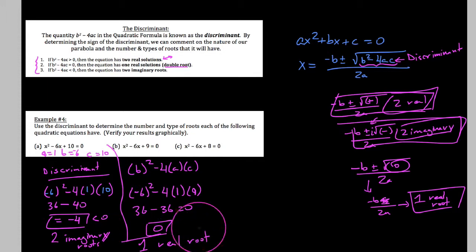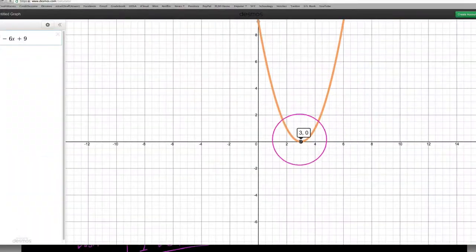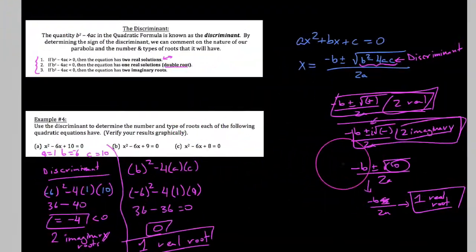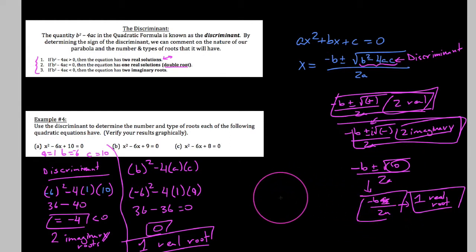root. And the reason why, again, is because if we look at the graph, I can see that it has one real root here. And also because when we plug a 0 inside this radical right here, we're just going to get the same answer twice when we do the quadratic formula.